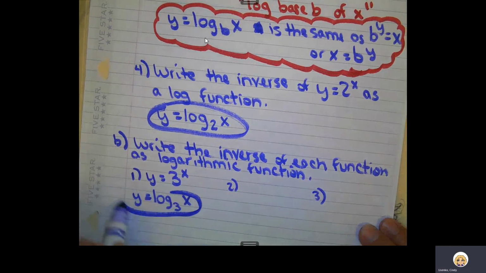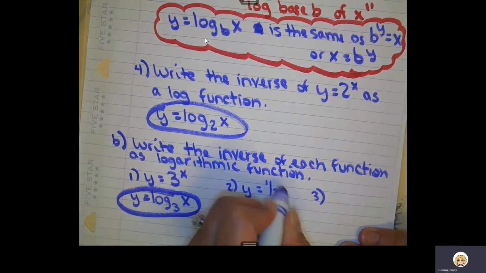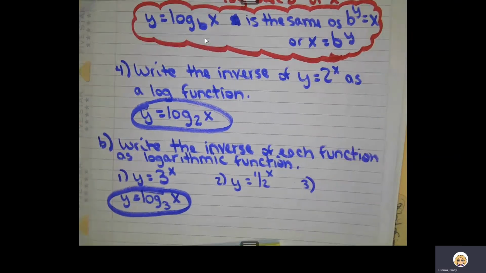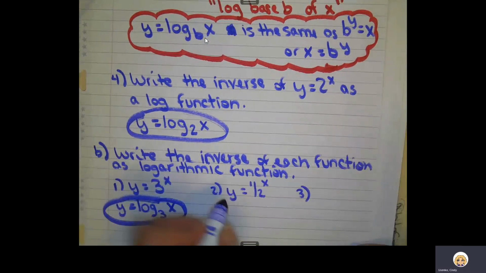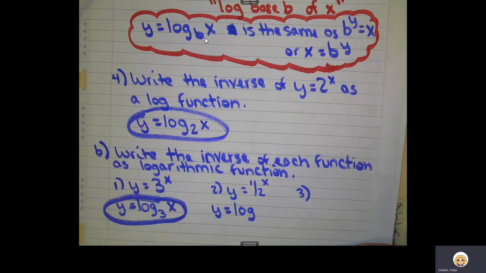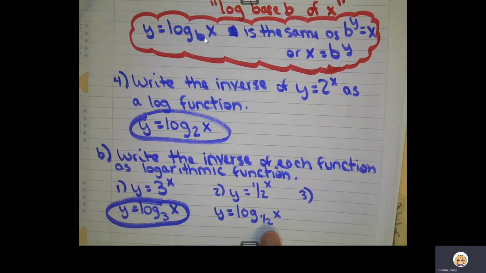There's your inverse. Number 2, y equals 1/2 to the x power. If I wanted the inverse of it as a log function, I write the same thing. So y equals, I put in my log, my base is 1/2, so I lower it, and I put my x right next to the log. How do I say that? Y equals log base 1/2 of x.